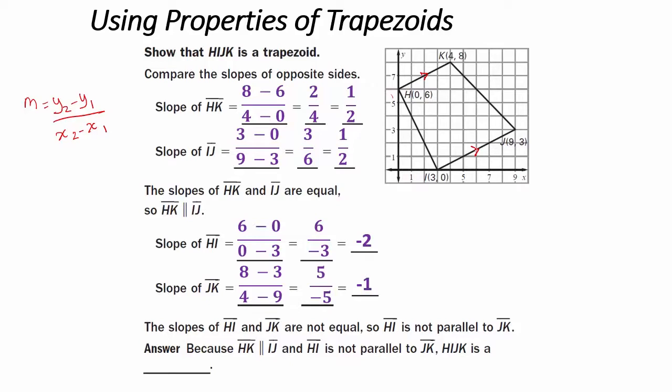The slopes of line segment HI and line segment JK are not equal, so line segment HI is not parallel to line segment JK. Because line segment HK is parallel to line segment IJ and line segment HI is not parallel to line segment JK, then HIJK is a trapezoid.